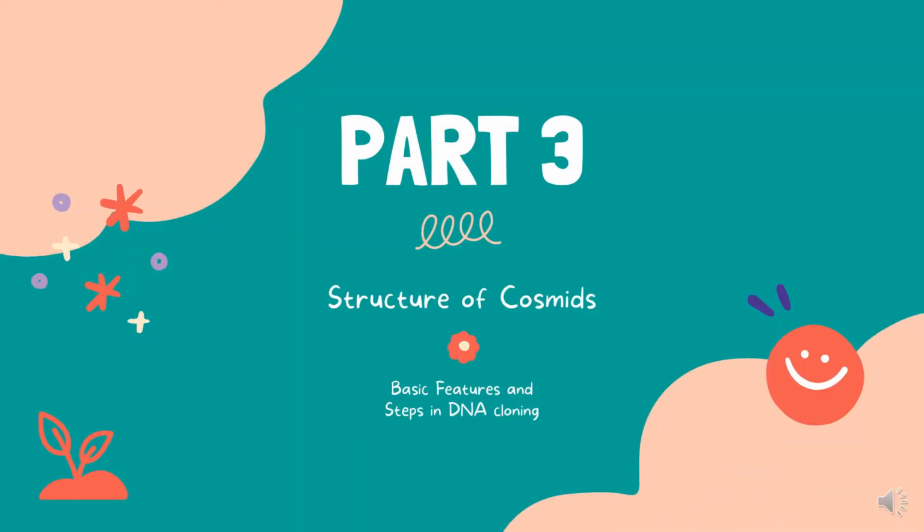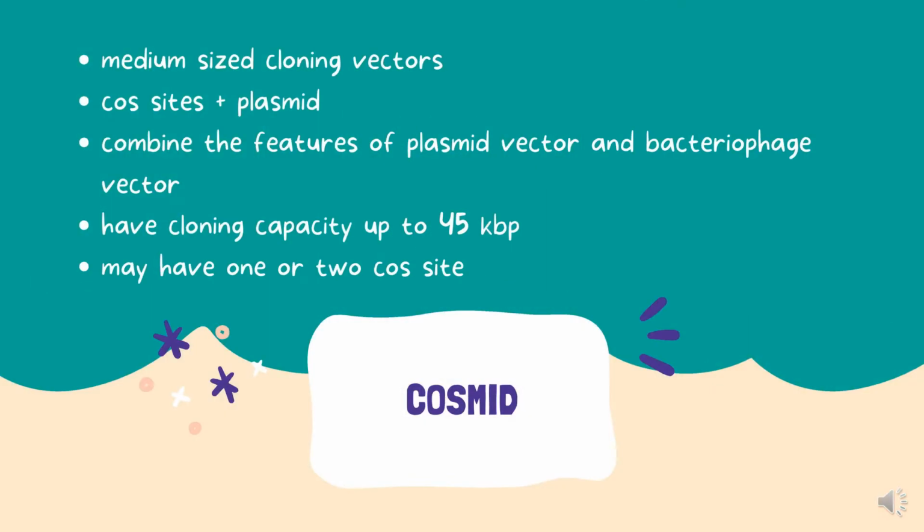So in the third part of this presentation, I will briefly discuss the structure of Cosmids, including a sneak peek on the steps in DNA cloning using Cosmids. Cosmids are medium-sized cloning vectors. They are basically cos sites plus plasmids, hence the term Cosmids.